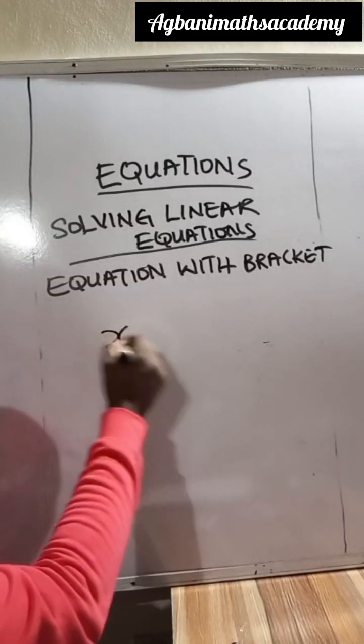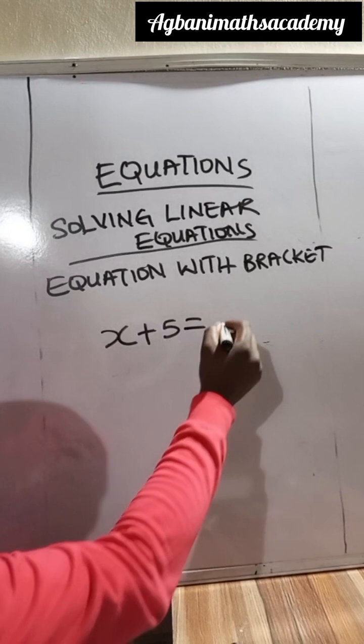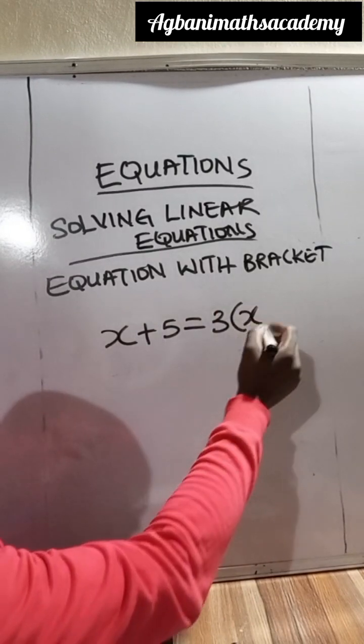So we have x plus 5 is equal to 3 into x plus 1.